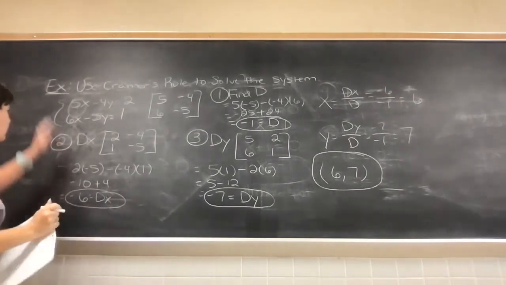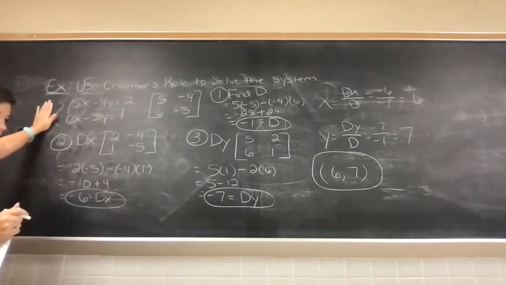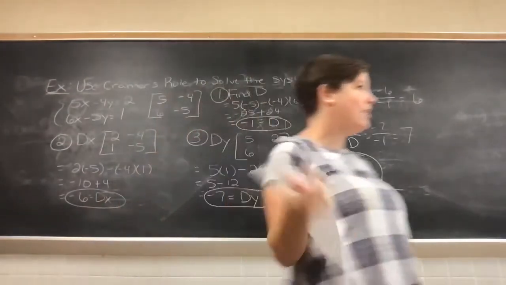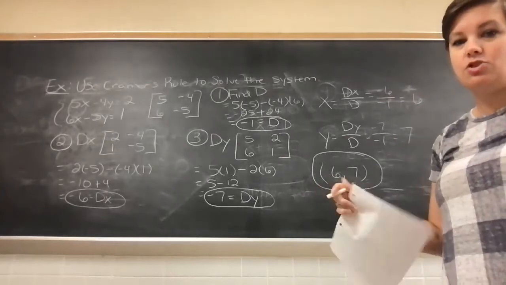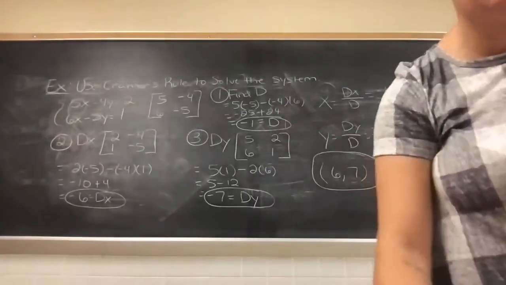We could have done it just like we did in chapter 5, where we used the substitution or the addition method and solved it. But if you did that, you'd get the same solution. And I honestly think this math is quite a bit easier than trying to keep track of all those equations. So I think Cramer's rule is pretty good.